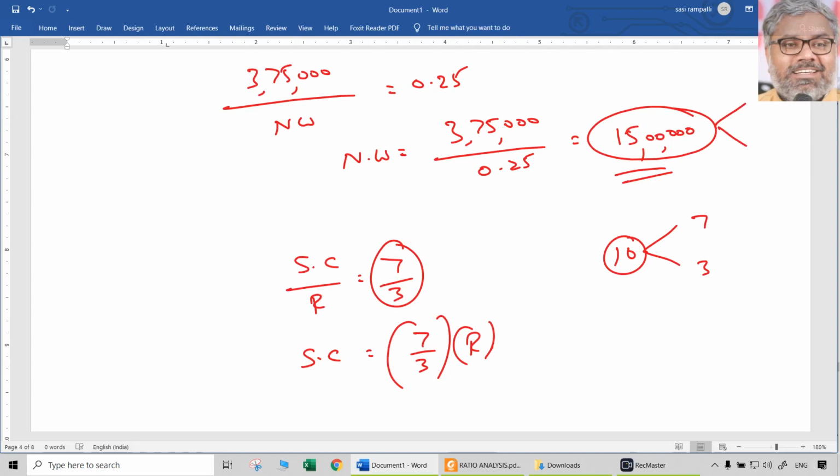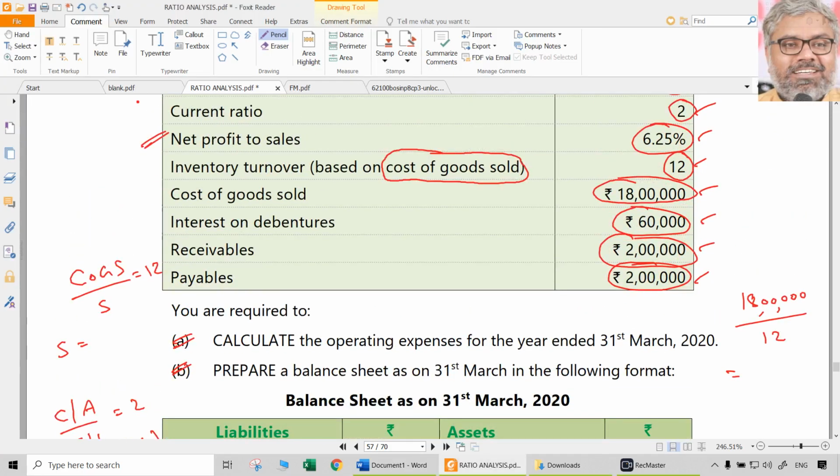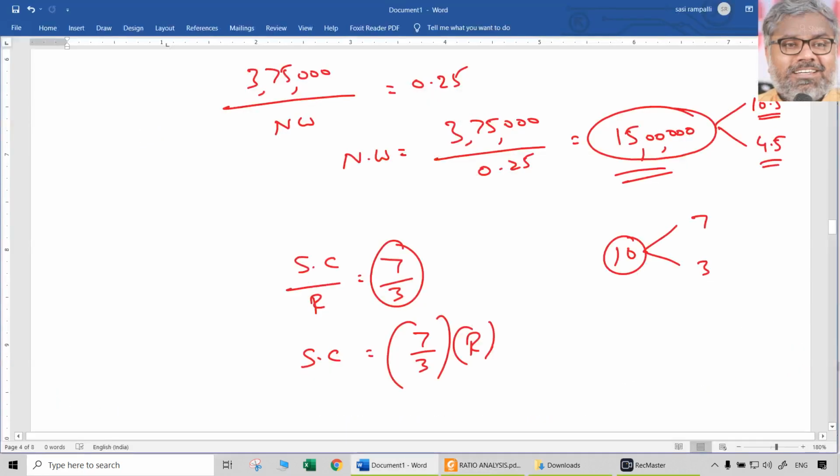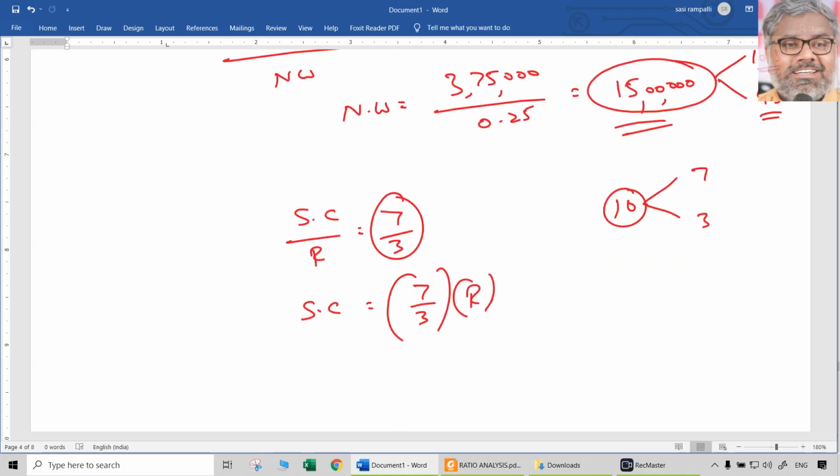So 15 lakhs divided by 10 into 7, that is 10 lakhs 50,000, 10.5 lakhs. And remaining 4.5 lakhs is reserves. So the share capital to reserves and surplus was 7 divided by 3. So just the total of them is 15 lakhs. You can just distribute them in 7:3 ratio. That is 10 lakh 50,000 and 4 lakhs 50,000.